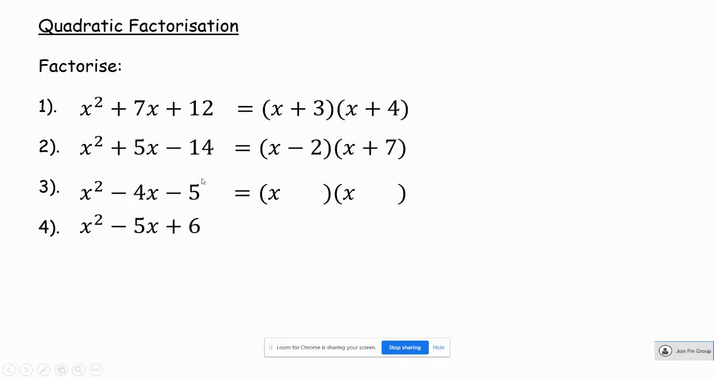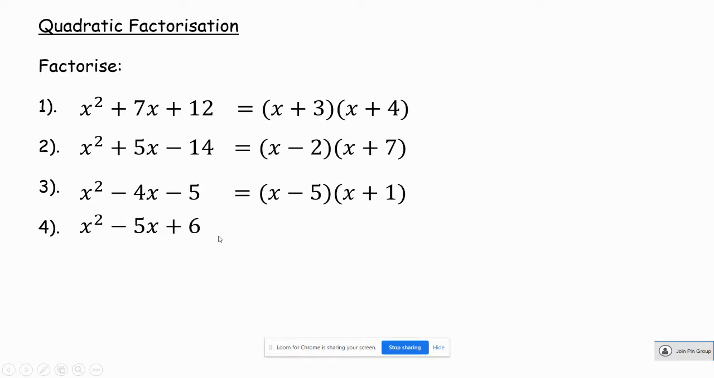Start off by thinking what multiplies to make minus 5. It's either going to be 1 and minus 5 or minus 1 and 5. And think about which of those adds up to make minus 4. It's got to be minus 5 and 1. Okay, always start off with what multiplies to make this, and then just add up the different options and see which one gets you what you're looking for in the middle.